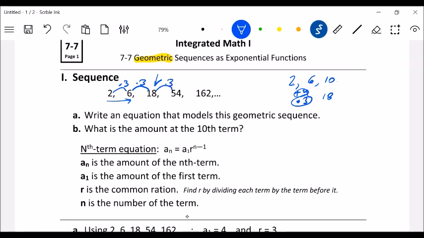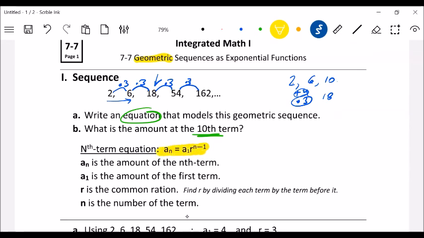And 18 to 54, that's multiplying by 3. And 54 to 162, that's multiplying by 3. So that means every time we're multiplying by 3 to change the number, then it's a geometric sequence. We are going to take the time to write an equation for it and find the amount at the 10th term. So this is the type of equation.